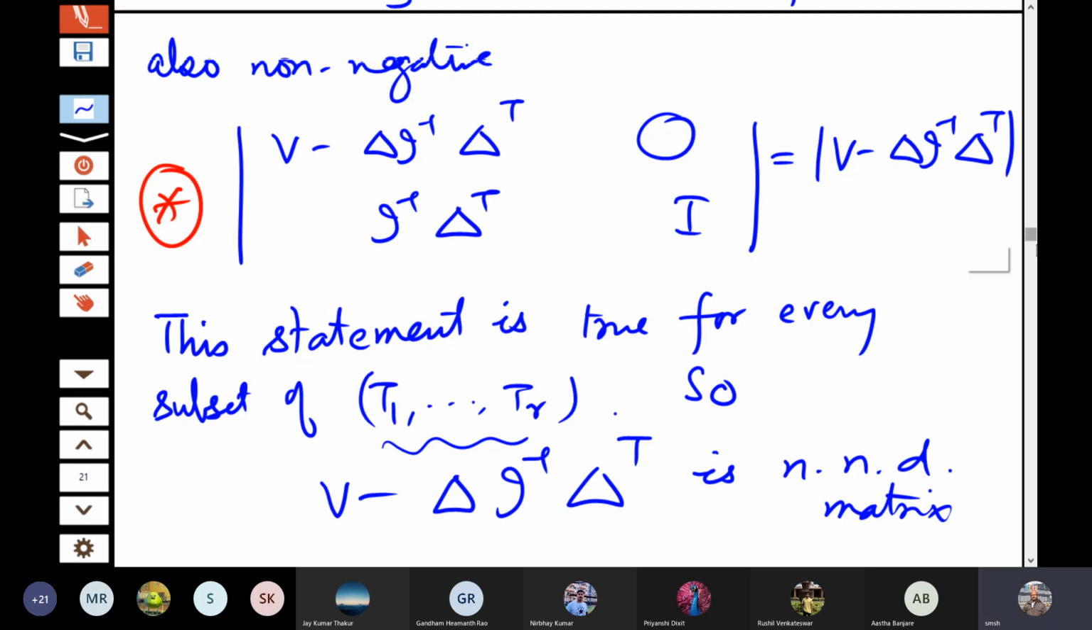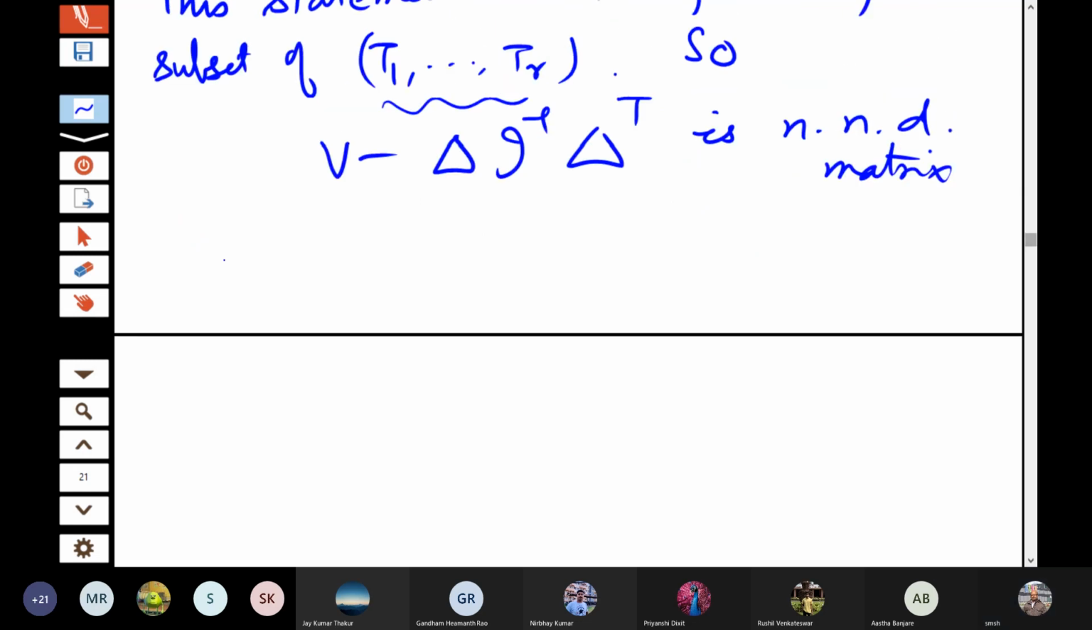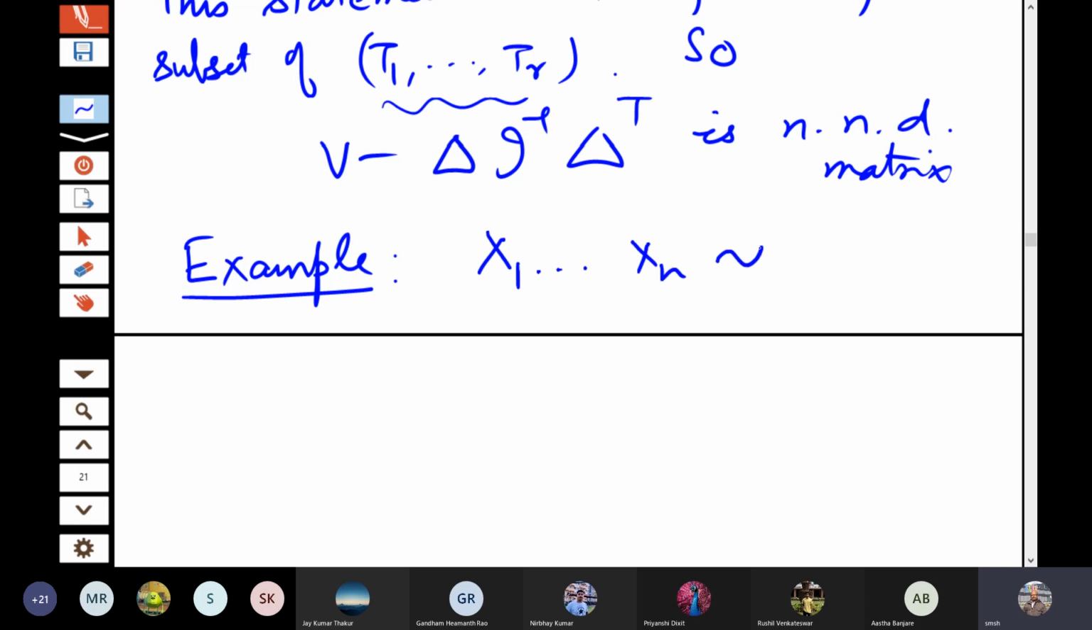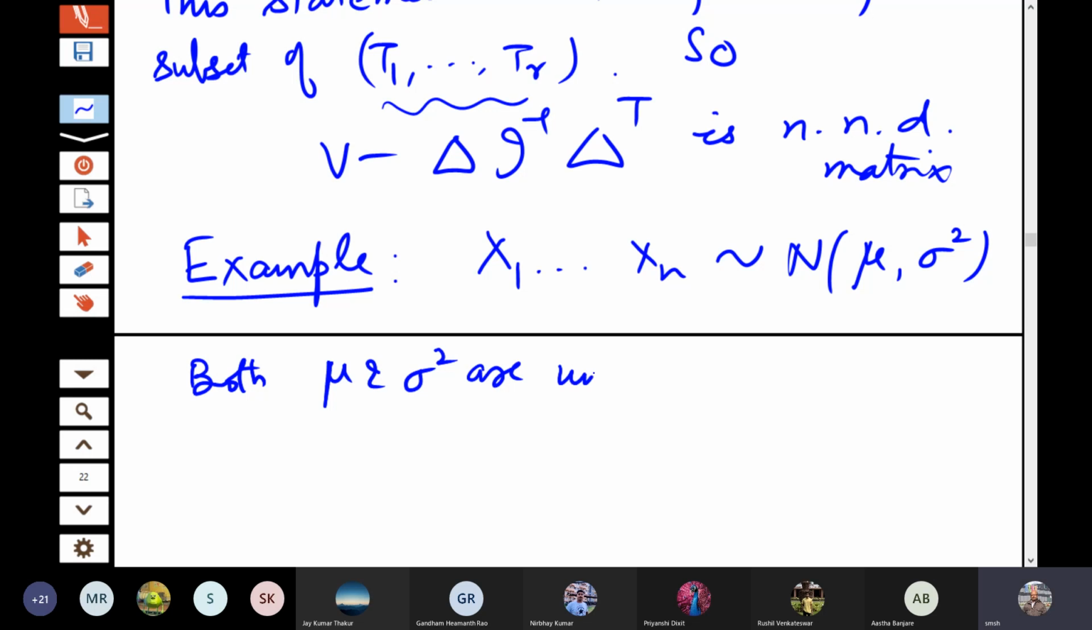I will give an extremely simple application here, which of course you can verify quite simply. So I consider, say, a random sample from a normal distribution with two parameters. In the Rao-Cramer lower bound, I had considered the normal distribution, but only with one parameter. Either I took sigma square to be 1 or I took mu to be 0. But now I am taking the full model, that is with mu and sigma square. So here both mu and sigma square are unknown.